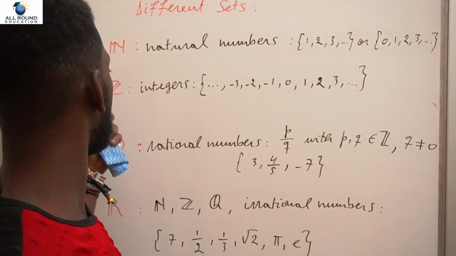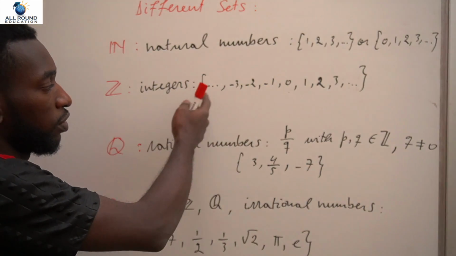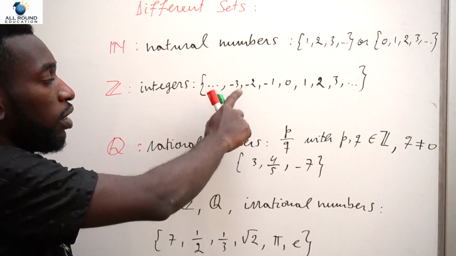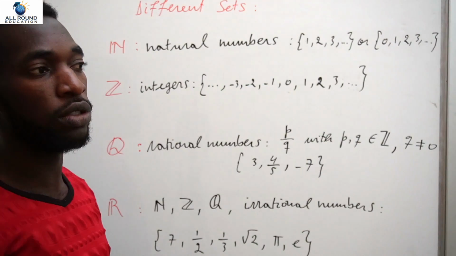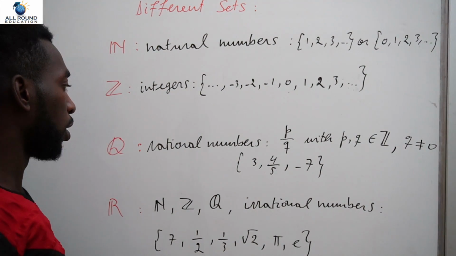The second set that we have got is integers, right? Integers. So you can see integers, we start from negative, which means there are more numbers before -3, -2, -1, 0, 1, 2, 3, and so on, up to infinity, positive infinity if you want.